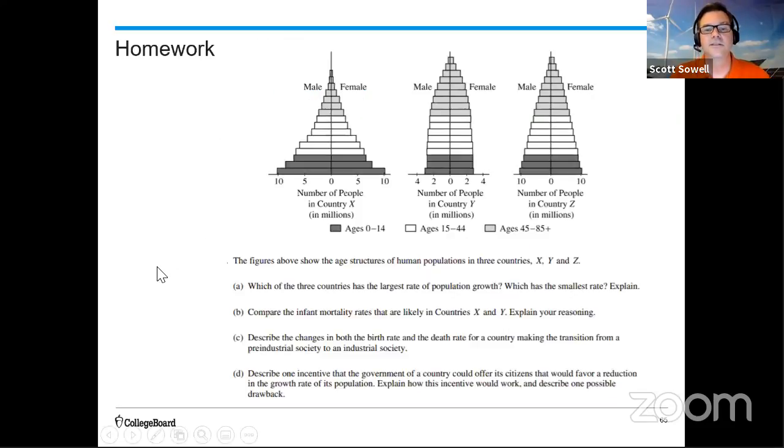So again, take a look at this homework, and Ms. Fassler will go over the questions A, B, C, and D tomorrow.